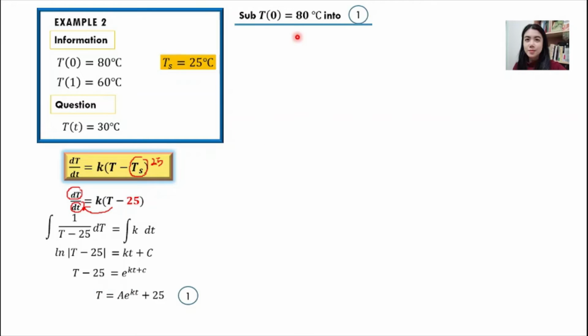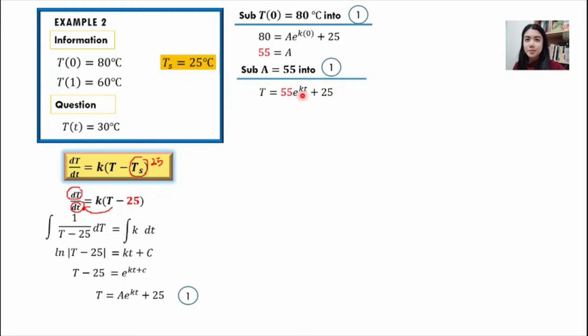And what is your time? Your time is actually 0. So substitute into here, and we're going to have the next line. Okay, so simplify it. You will have your A is actually 55. Once you know your value of A, substitute your value of A into your equation number 1. So you're going to have the next line. So now, we have figured out the value of the parameter A.